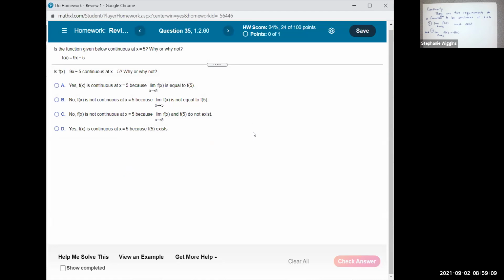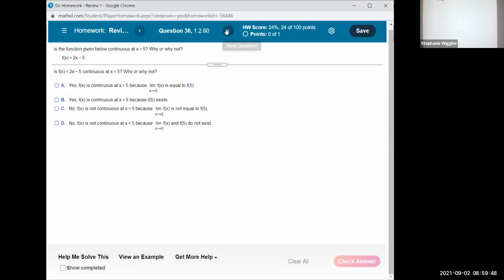Is the function given below continuous at x equal 5? Why or why not? What kind of function is this? 9x minus 5. It's a linear function. So a line is continuous, right? You can draw it without lifting your pencil, that's one way of answering it, or you could just calculate the limit. The limit as x approaches 5, you plug in the 5, 45 minus 5 is 40. The limit is 40. And if you plug 5 into the function itself, the function value is 40. So they agree. So therefore the limit exists. And I mean, the function is continuous.